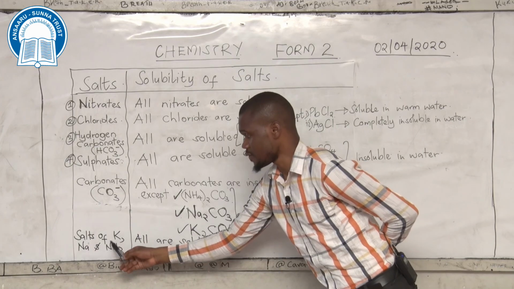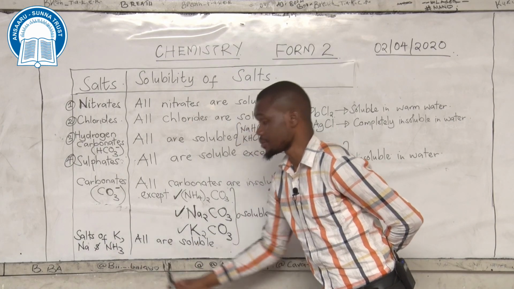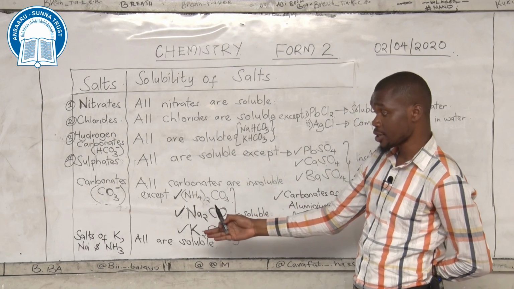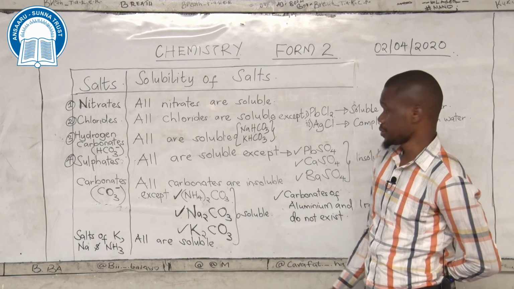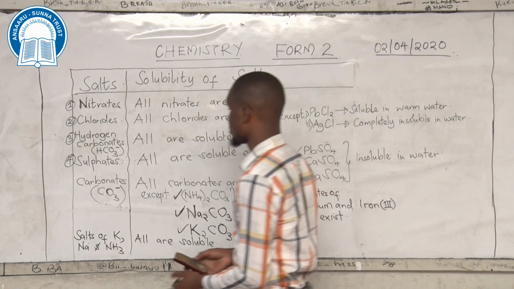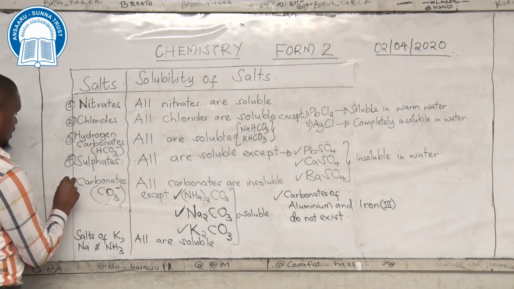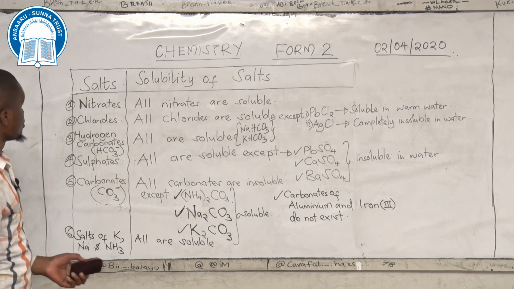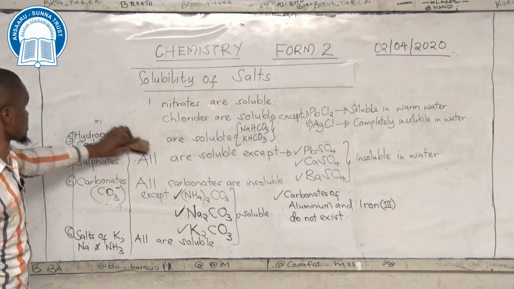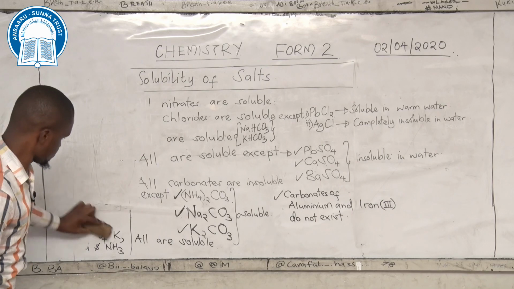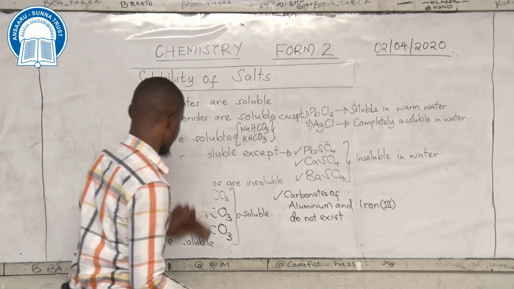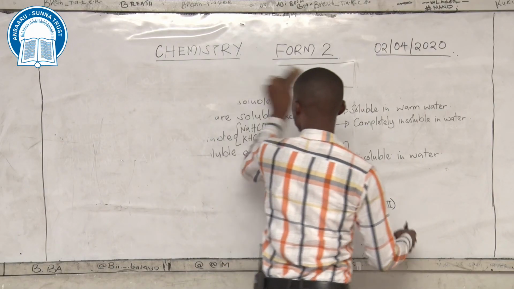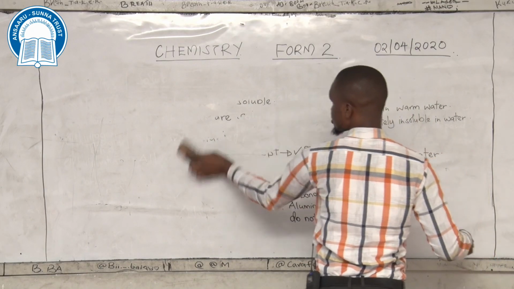Then we are saying salts of potassium, sodium, and ammonia, meaning any salt of potassium, any salt of sodium, and any salt of ammonia are all soluble. This gives us the whole information about solubility of salts. And so out of these 6 statements, we are able to categorize salts as either soluble or insoluble. So it is very easy for you to know the method of preparing a salt as long as you know its solubility.